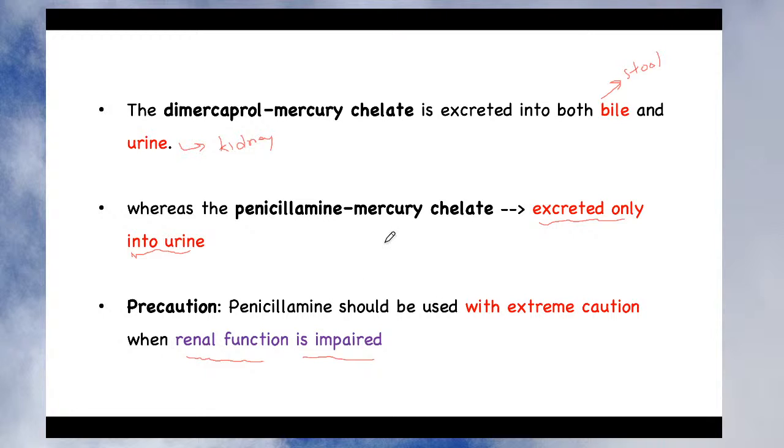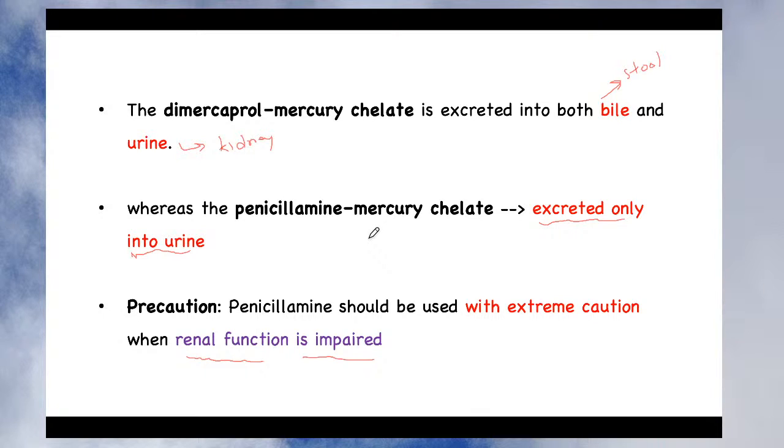So before giving penicillamine for mercury poisoning, you must check the GFR, that is the glomerular filtration rate. If it is in the normal range, then you can give penicillamine. Otherwise, what will happen? Penicillamine, yes, will form a complex with the mercury. It won't allow mercury to bind with different tissues.